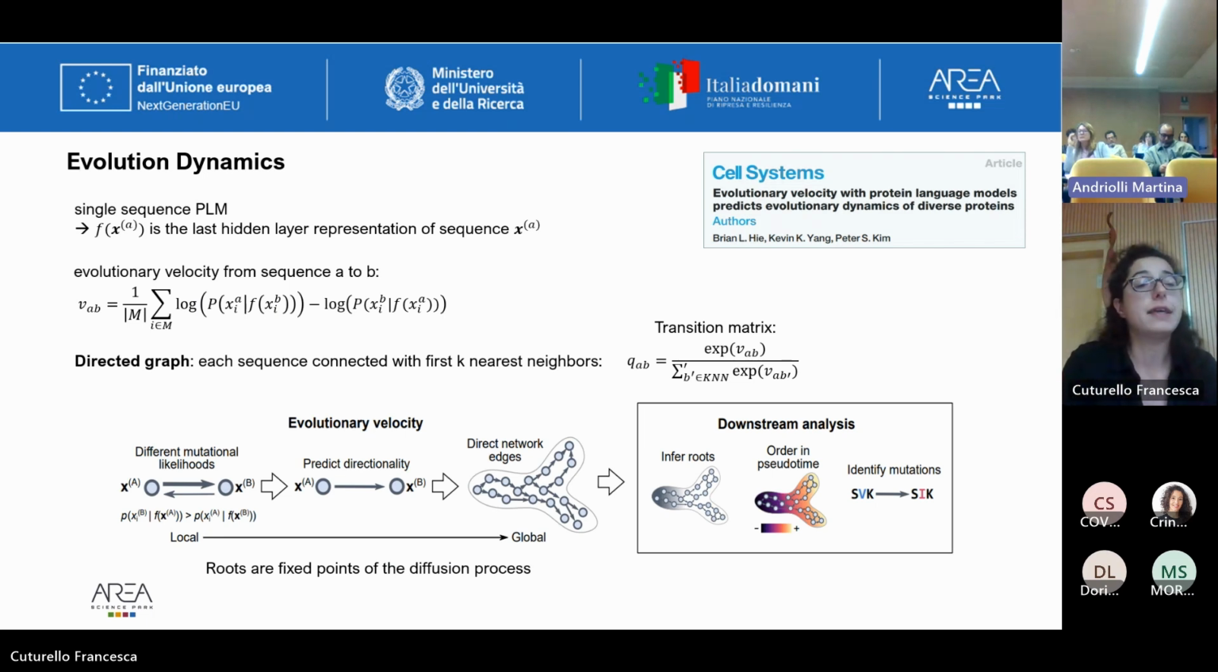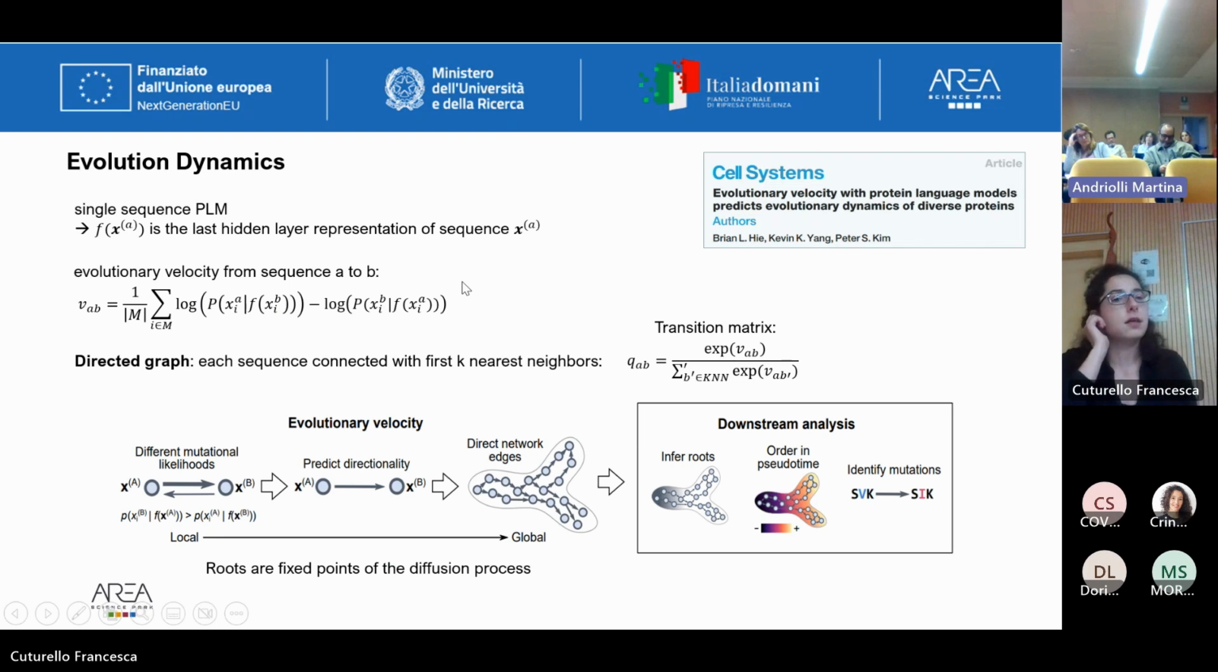And the thing here is that this calculation is performed on the M subset. After aligning the two sequences, imagine that you have a subset M of residues that are discordant, so they are mutated, one with respect to the other. And you can define this evolutionary velocity in this way.